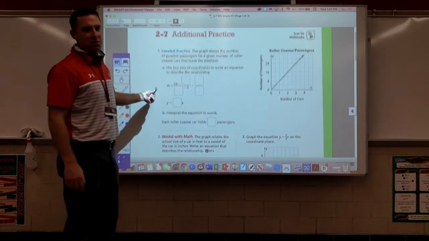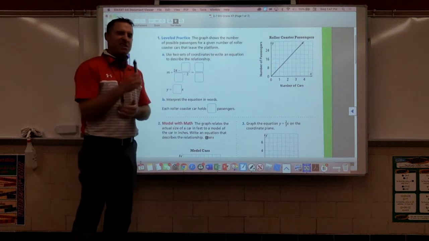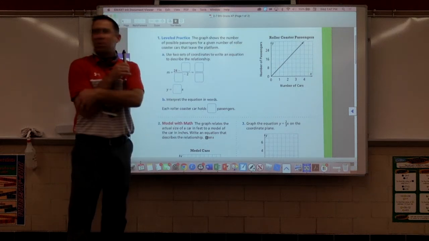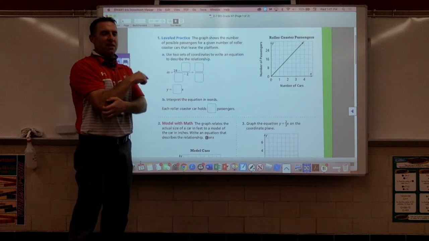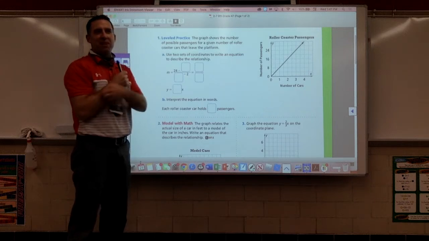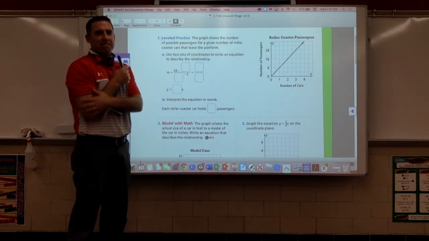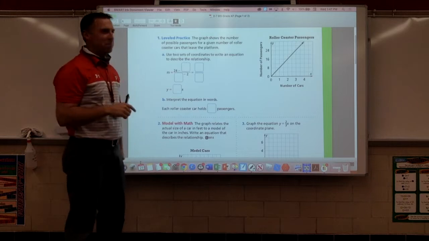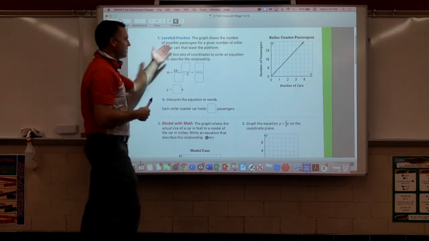Additional practice. 2-7 additional practice. This is page 60 and 61. I think it's maybe page 59 and 60. 59 and 60, that's what I thought. All right, so we take a look.